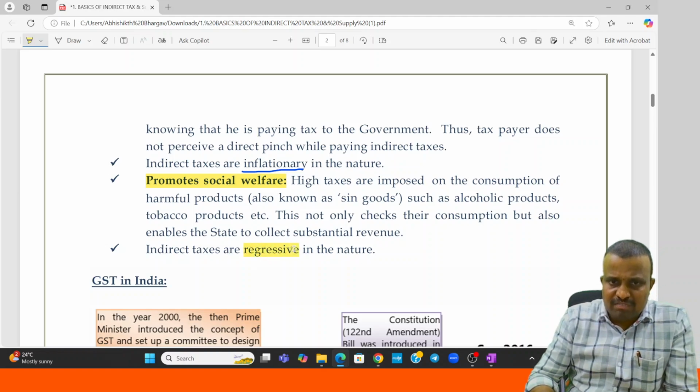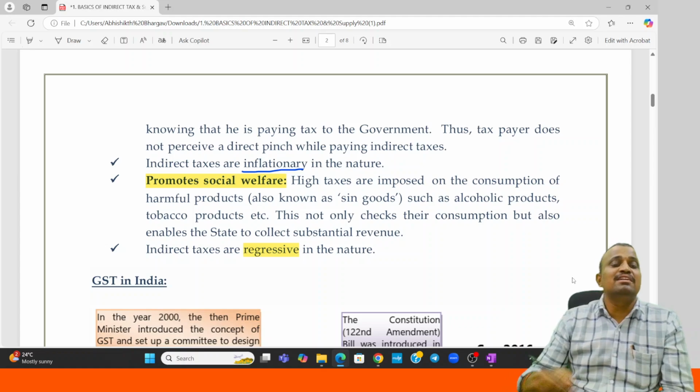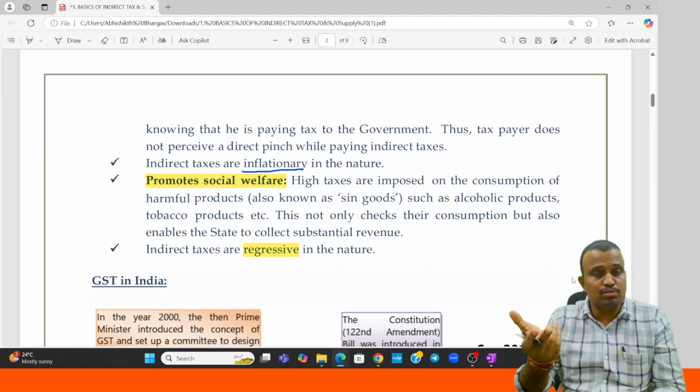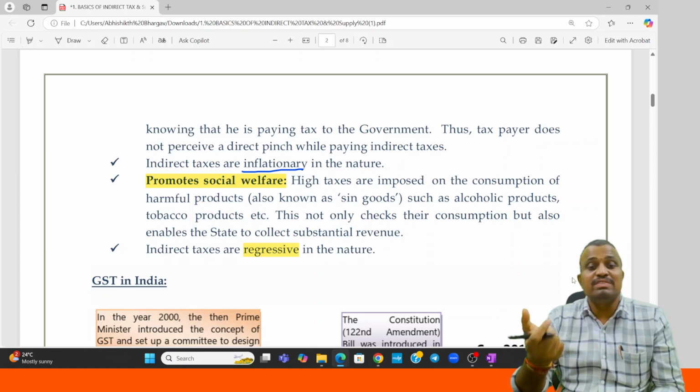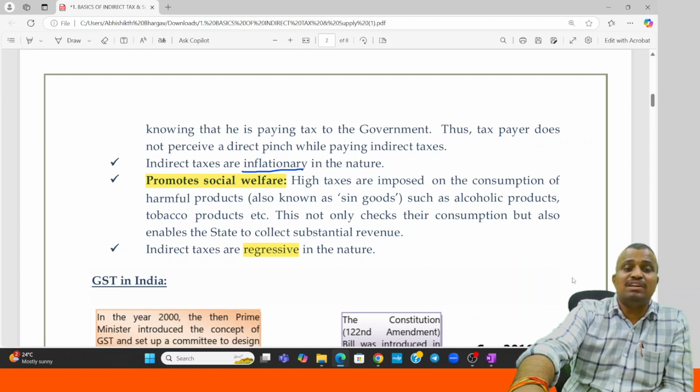Indirect taxes are regressive in nature. Why do we say it is regressive in nature? Irrespective of the income earned by the party, the taxes are imposed by the government. That's why we say it is regressive in nature. But coming to direct tax, those are progressive in nature.